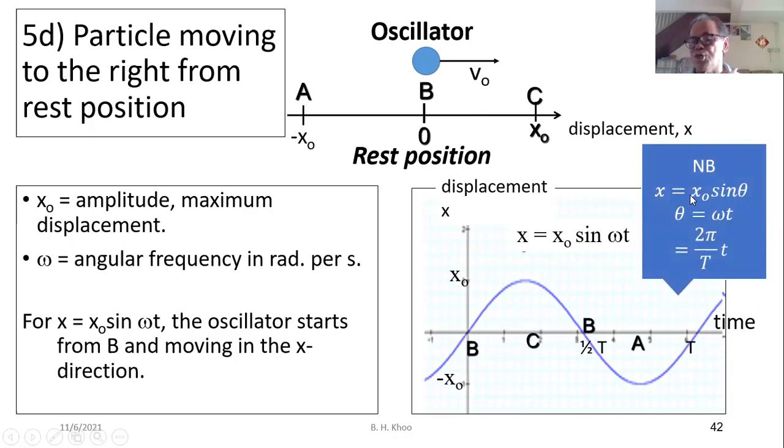And then you just need to know your basic maths formula. Instead of T, we use omega, theta as omega T. Then omega is 2 pi over T. Same as your AC, that's all.